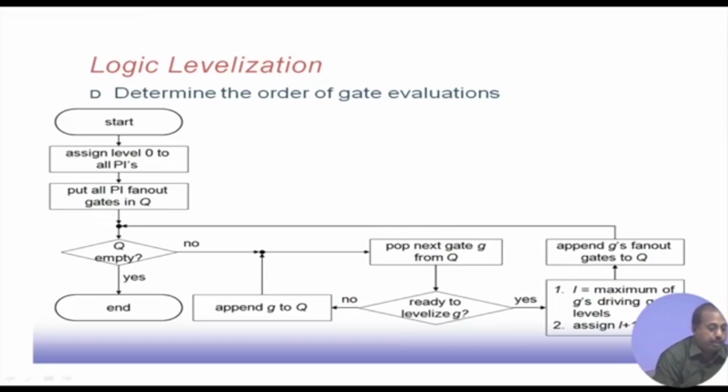At any point of time when it is ready to level G, we know that the node's inputs are already leveled, so we can now find out the level for this node. If it is not, then we just keep the node in the queue, so later on it will be added. This process continues till the queue becomes empty. If the queue becomes empty, it means all nodes have been leveled, and we have got the complete levelization of the nodes.